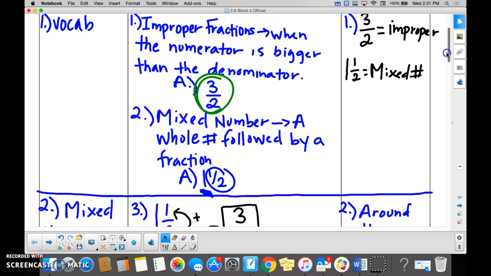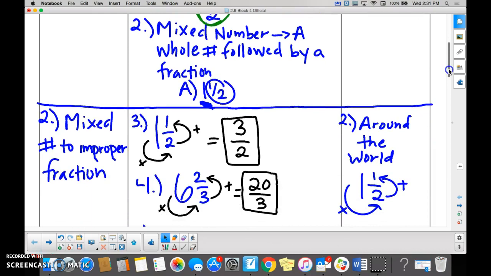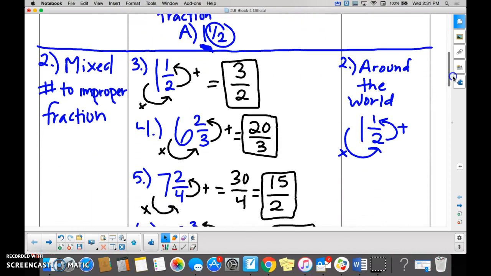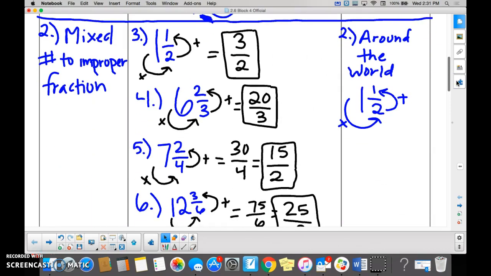Cool. Okay. How do you convert from a mixed number to an improper fraction? You could summarize it in 3 words. Mateo. Around the world. Everyone say around the world. Around the world. So when you go around the world, it's right here in our cheat sheet column.